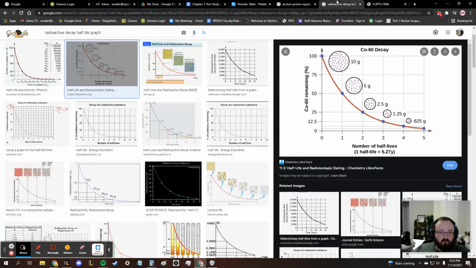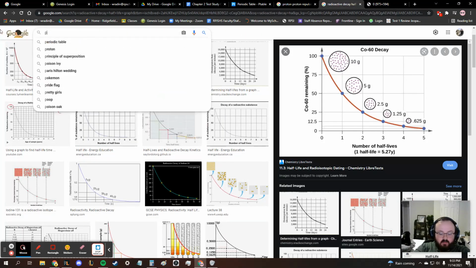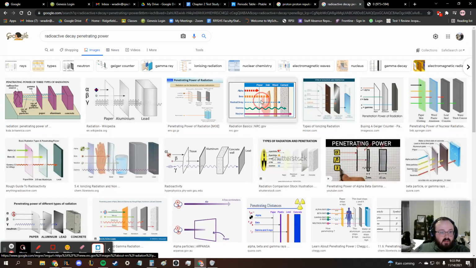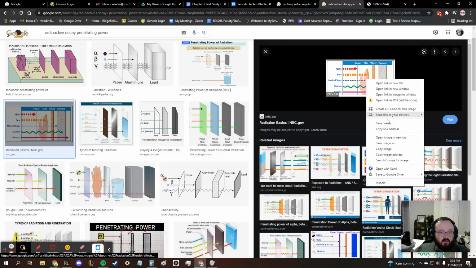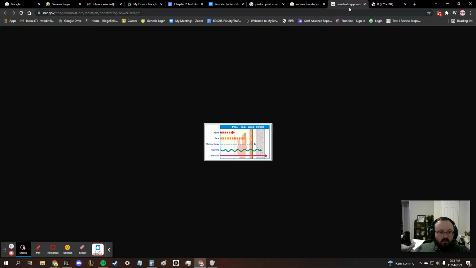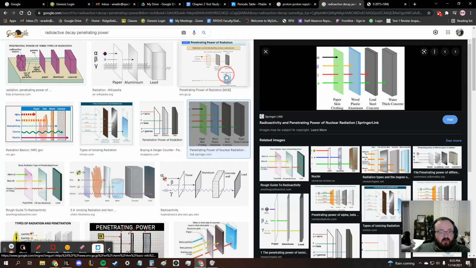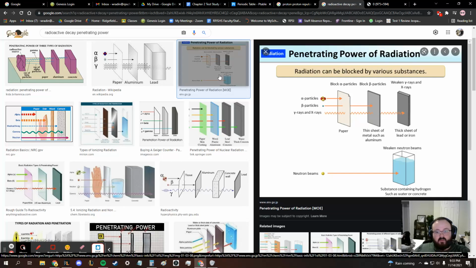We can look at nuclear or radioactive penetrating power, this kind of stuff. That's a really bad image. That's really small. Okay, here we go. We're not talking about neutron beams, but the top 3 here. Got to know what this is.